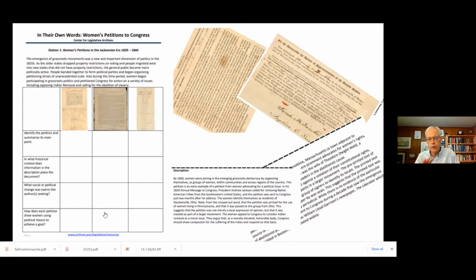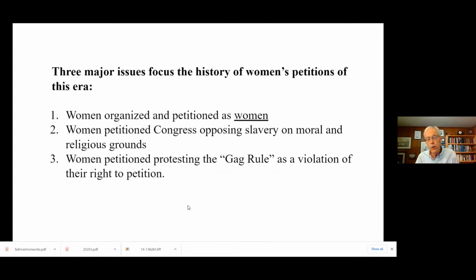I'm not going to show you that for each of the stations, so this will be our sample station, but that gives you the sense of the process that the students would engage in this activity. What we'll do now is look at some of the content that they would study. In the Jacksonian era, the 3 big issues for that generation of women were that they organized and petitioned as women, that they petitioned Congress opposing slavery on religious grounds, and that they petitioned protesting the gag rule, which would be a limitation of their right to petition. And we'll talk about each of these 3 topics through an example.